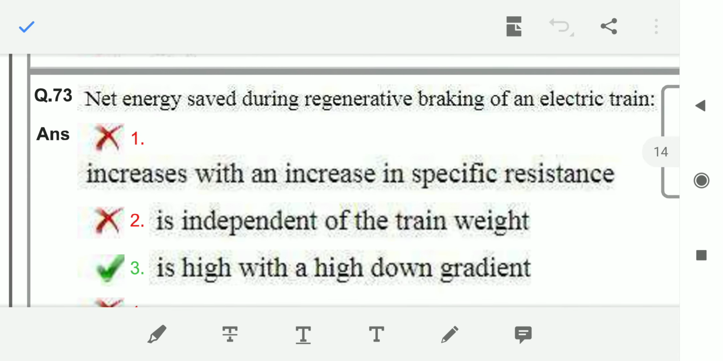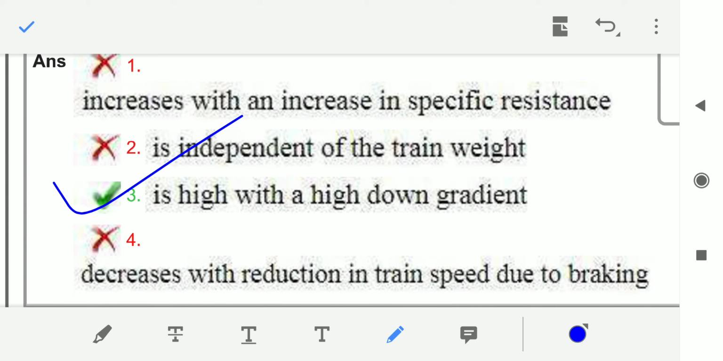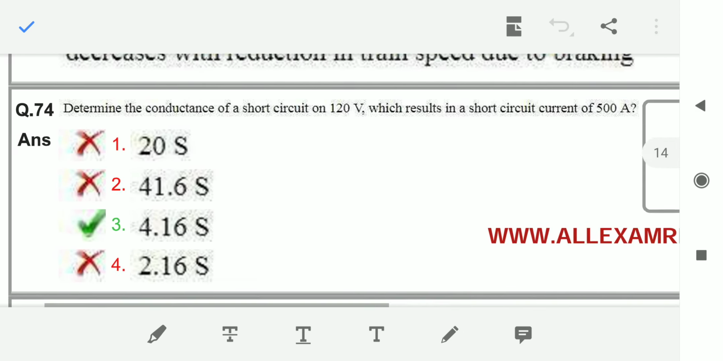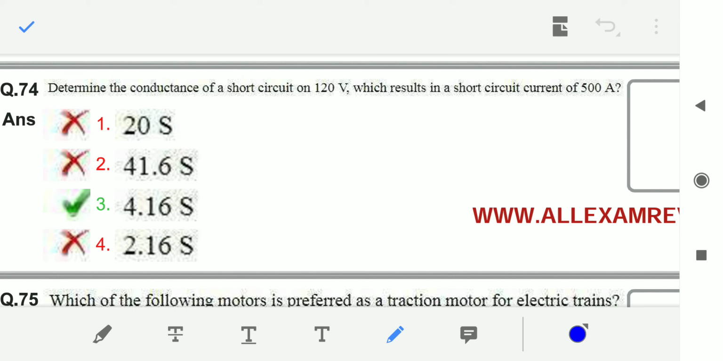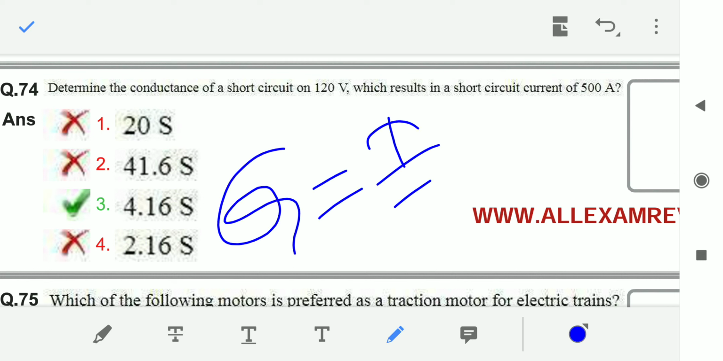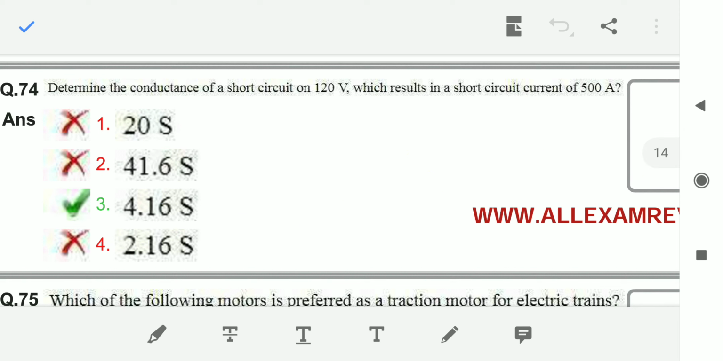Next, net energy saved during the regenerative braking of an electric train is high with the high down gradient. Next, 74. Determine the conductance of the short circuit on 120 volts, which results in a short circuit current of 500 amperes. See, conductance G is equal to I by V, that is 500 by 120. If I solve this, I will get 4.16 Siemens.